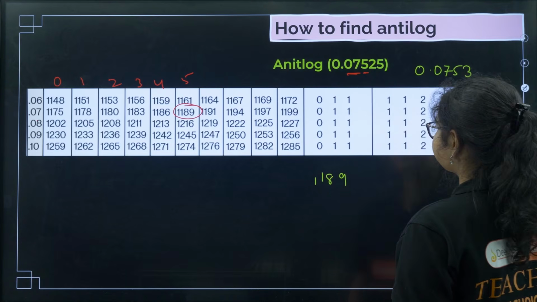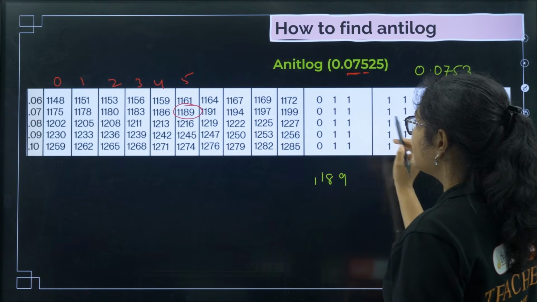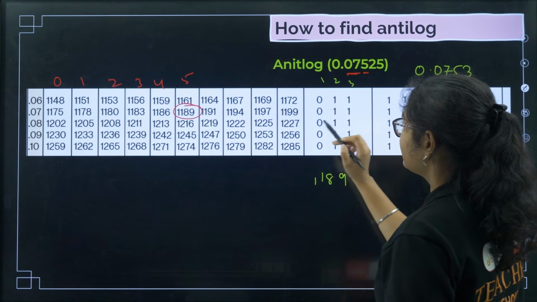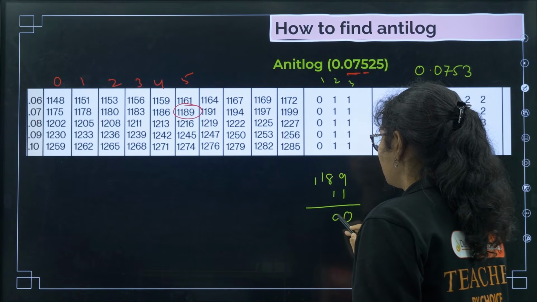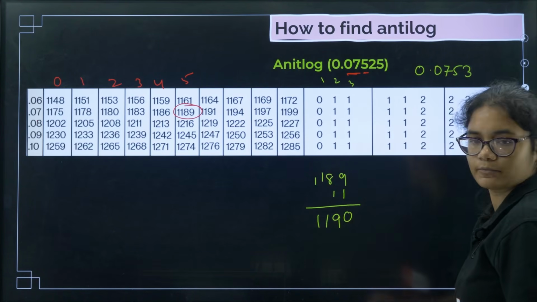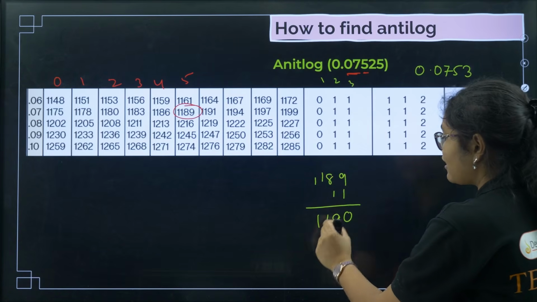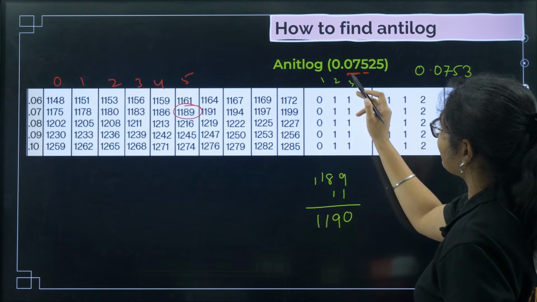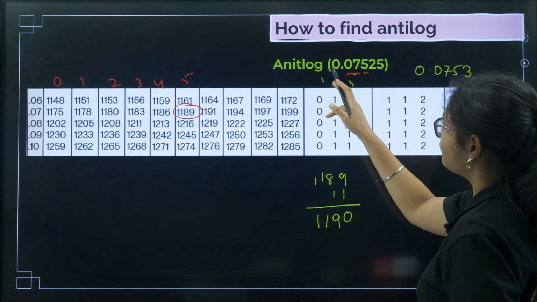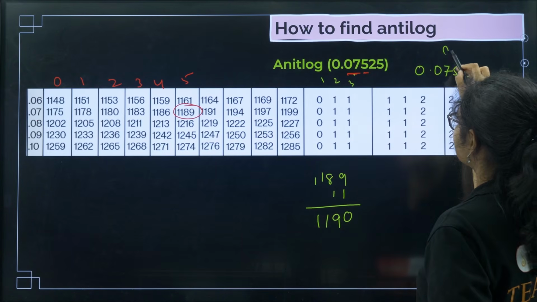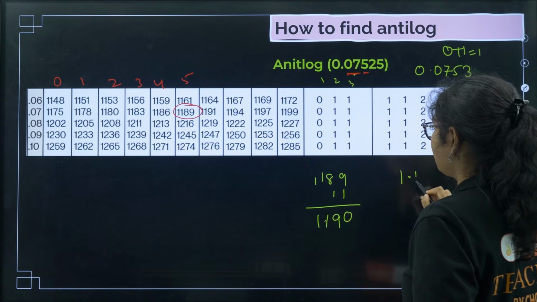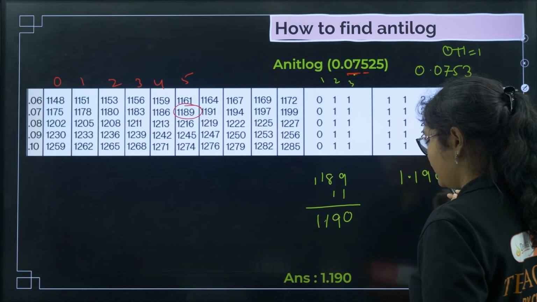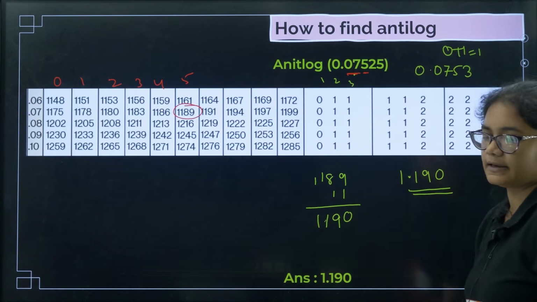So we'll get 0.0753. Okay. So next we'll see here 3. This is 1, this is 2, this is 3, right? So this value is again 1. So I'll add here 1. So I'll get 1190. Okay, 1190 I got. Now after getting 1190, I need to check what? Where to put the decimal. Before the decimal there is 0. 0 plus 1 is 1. So after 1 place I need to put the decimal. So I'll get 1.190. Okay, so that is the correct answer here.